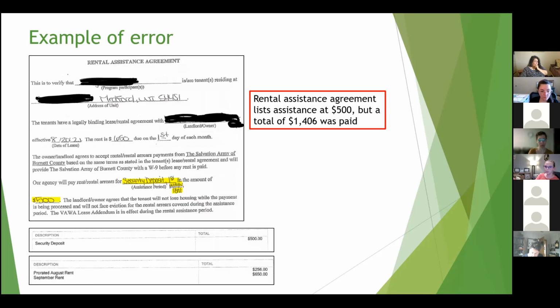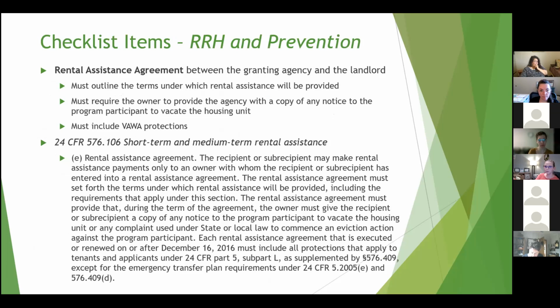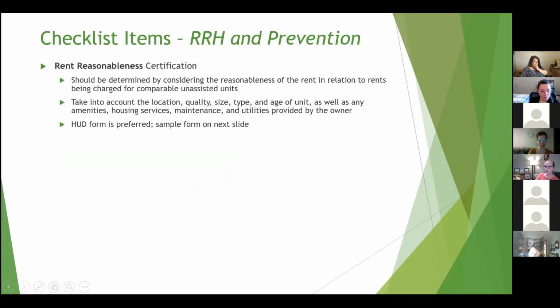Okay, so this agreement should cover everything that the agency is providing to the landlord. And then it needs to be signed by both the agency and the landlord. Okay, so next is rent reasonableness. Rent reasonableness is determined by considering the reasonableness of rent in relation to other unassisted comparable units. So it takes into account various elements. And there is a HUD form, which we'll show on the next slide, that's preferred, or something similar.